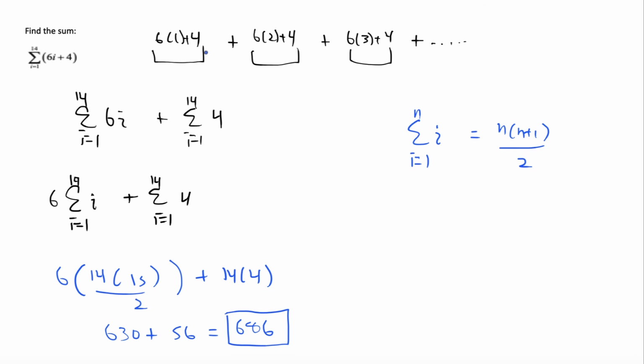Now once again, you could have done this 14 times, but that's just going to take a lot of work. So breaking this guy down using the properties and then using the well-known formulas for i and i squared and i cubed will get you through this problem a lot more easily.